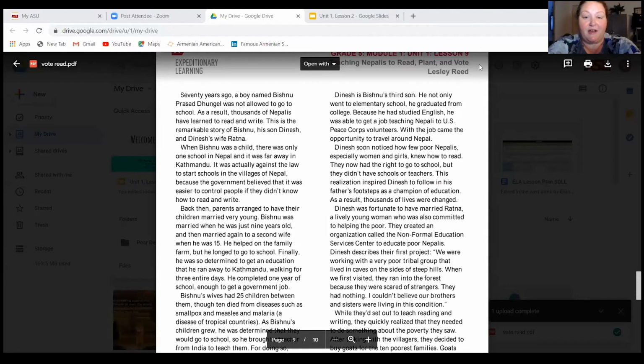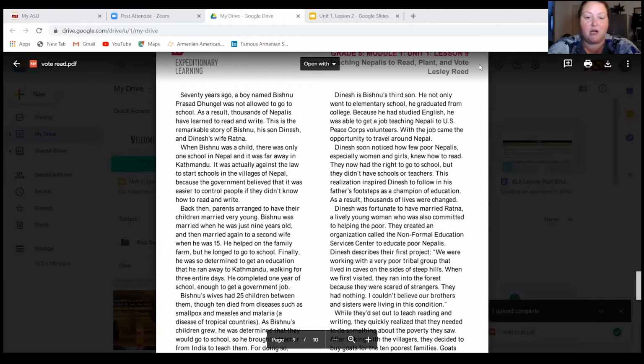When Vishnu was a child, there was only one school in Nepal, and it was far away in Kathmandu. It was actually against the law to start schools in the villages of Nepal because the government believed that it was easier to control people if they didn't know how to read and write. Back then, parents arranged to have their children married very young. Vishnu was married when he was just 9 years old, and then married again to his second wife when he was 15. He helped on the family farm, but he longed to go to school.